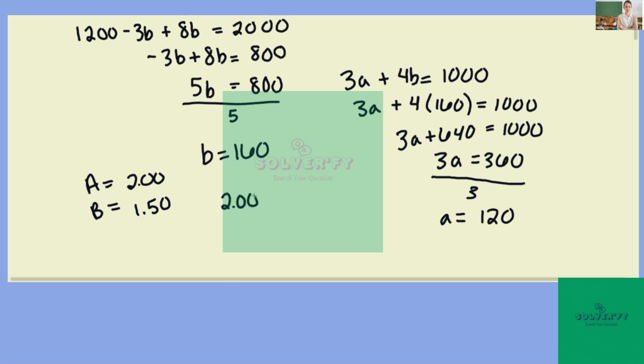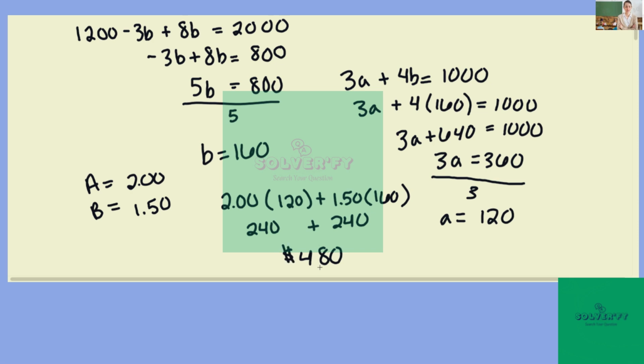So $2 times the number of A models, 120, plus $1.50 times the number of B models, 160. And we multiply this out. 240 plus 240 is equal to 480. And this is our maximum profit we can make with the given amount of labor minutes and iron.